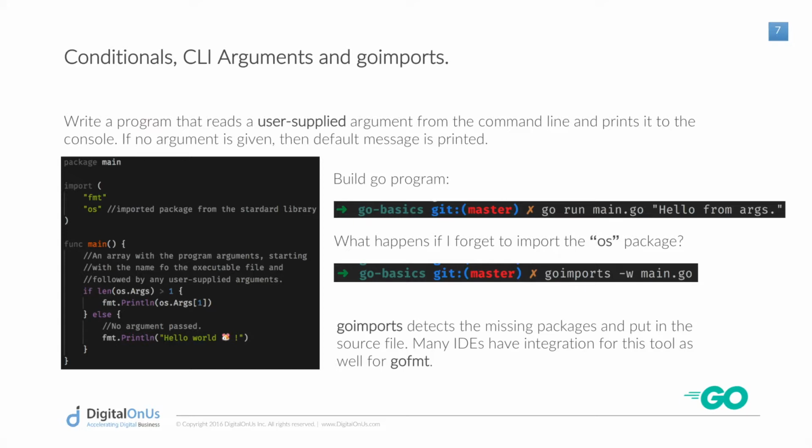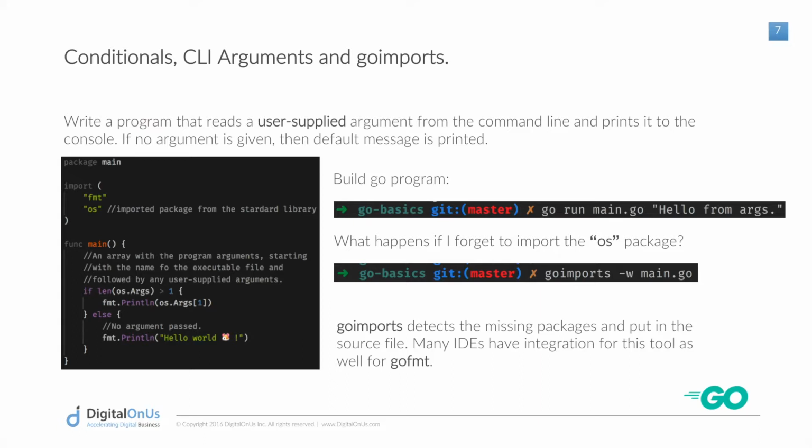Now, the next step is to pass an argument to len, which will be os.Args. os.Args is an array containing all arguments passed to the running program, including the name of the program itself, along with any user supplied argument from the command line. Next, the os package must be added to the import list in order for us to access its Args property.